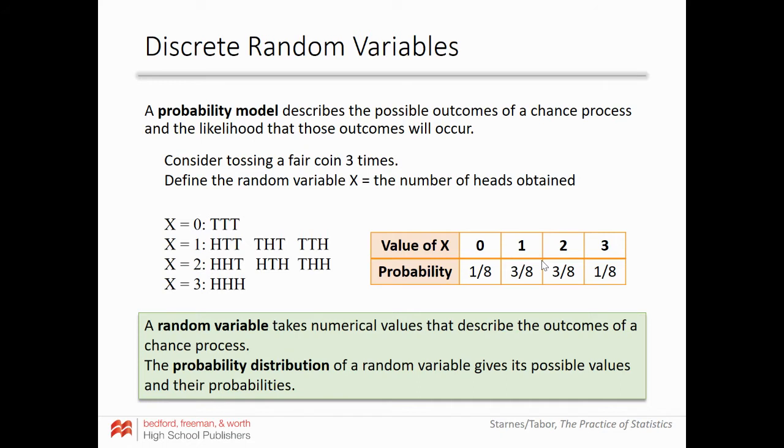Right? So a random variable takes numerical values that describe the outcome of a chance process. So the chance process is flipping a coin. This specific one is flipping a coin 3 times. And the random variable is what you're going to record or what you care about. Here, we care about the number of heads obtained. You could do a different random variable for the number of tails obtained or something else, depending on the chance process. The probability distribution of a random variable gives its possible values and their probabilities, which is what we saw in last chapter. Now we're just doing it with a random variable, not just a situation happening. So this is my probability distribution.